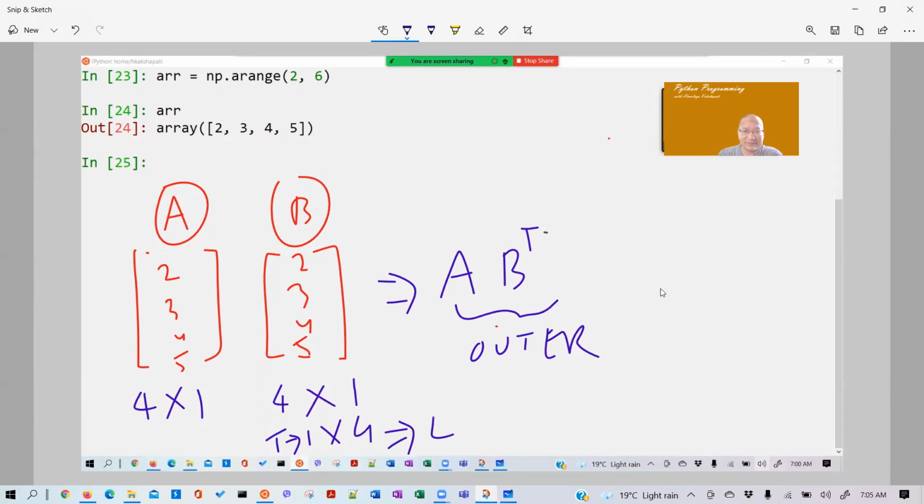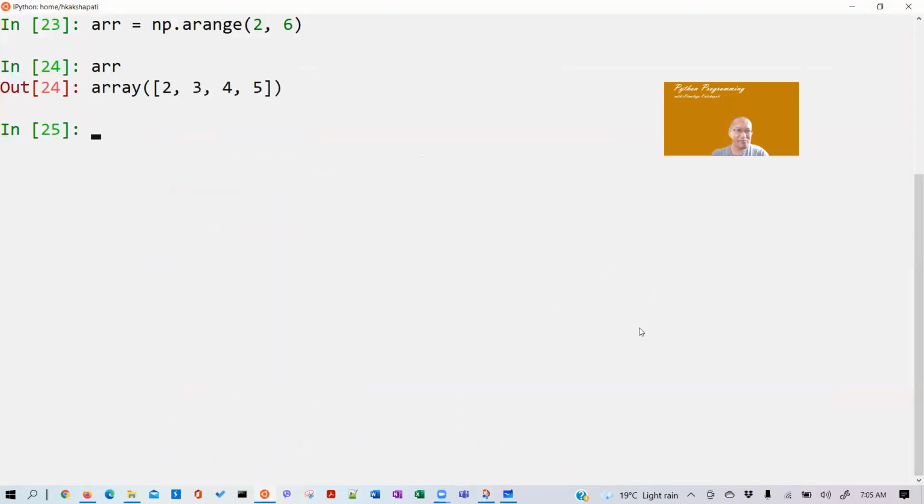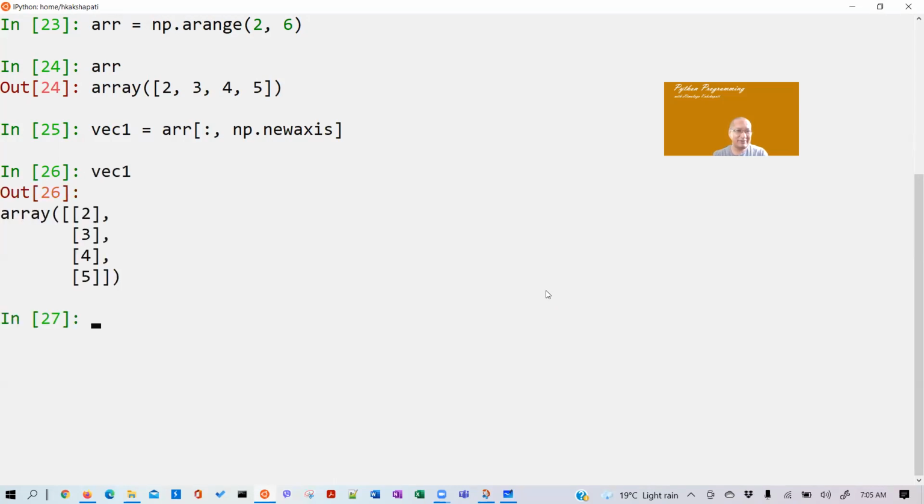4 by 4 right, makes sense. Okay, let's quickly do that. Now how do we take this to vector form? vec1 is equal to, see, take all the rows, then np.newaxis, like we did earlier, remember. Then this is vec1, remember. Okay, so it came like this.